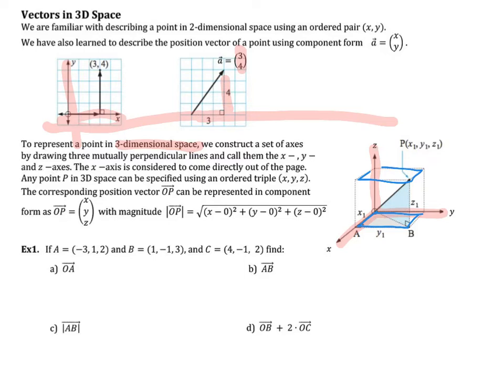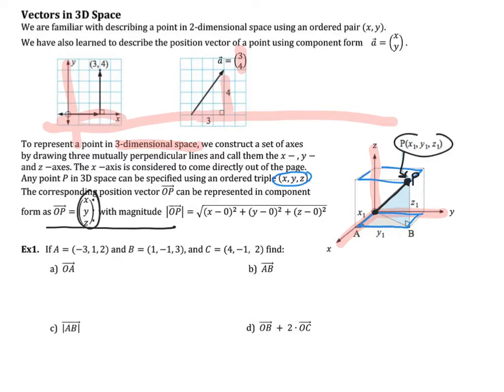So now our ordered pairs are going to be not ordered pairs, they're going to be ordered triples. So we have an x-coordinate, a y-coordinate, and a z-coordinate. You can see here in this diagram, we're going from the origin out to this point here, and it says, what would the magnitude be of OP if this is P right here? So we're trying to find from the origin to this point X, Y, Z.